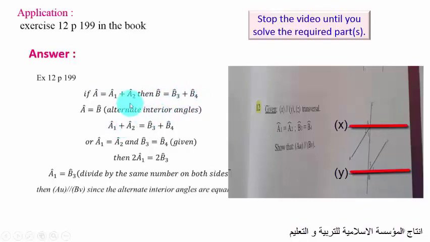So we will replace them, that is, substitute them. A equals B, alternate interior angles. Then we substitute A by A1 plus A2. We substitute B by B3 plus B4. But we have that A1 is equal to A2 and B3 is equal to B4. They are given. So we can set that 2A1 is equal to 2B3. We will divide both sides by the same number, cancel number 2, then we get that A1 is equal to B3. And look, they are in the form of alternate interior angles. Then we deduce that line AU is parallel to line BV.